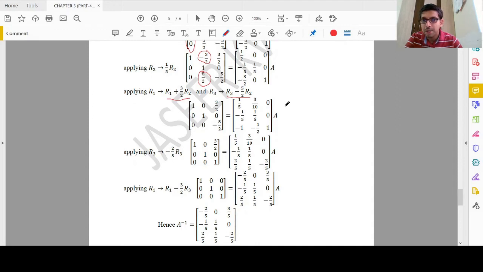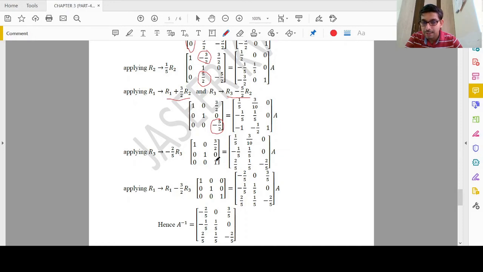Whatever changes you are making, that should be made on the right hand side matrix also. So we got 1, 0, 0, 0, 1, 0. Now we need to get 0, 0, 1. So again we'll start with 1. So we'll make this 1. It is minus 5 by 2 there, so multiply with the reciprocal. So R3 changes to minus 2 by 5 R3. So we got 0, 0, 1 here.